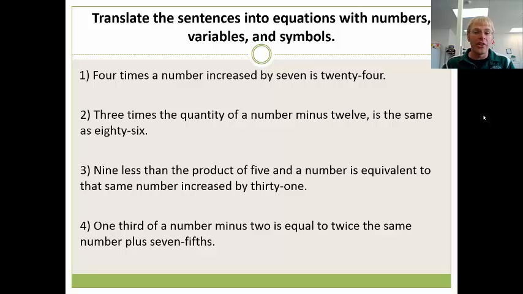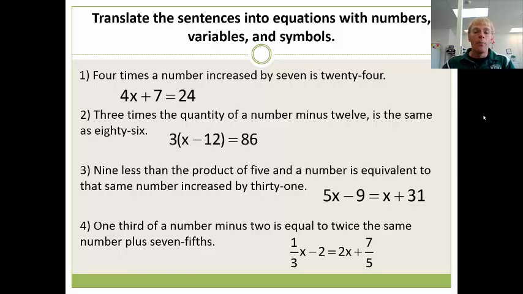So we're going to start with a sentence, and we want you to write it with numbers, variables, and symbols. No words allowed here. So go ahead and pause the video and try and write an equation for each of these sentences. Ready? Pause. Welcome back. Let's see how we did.